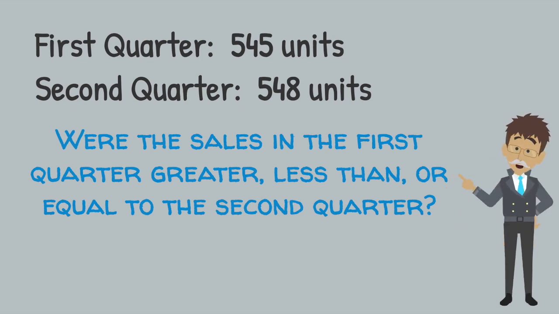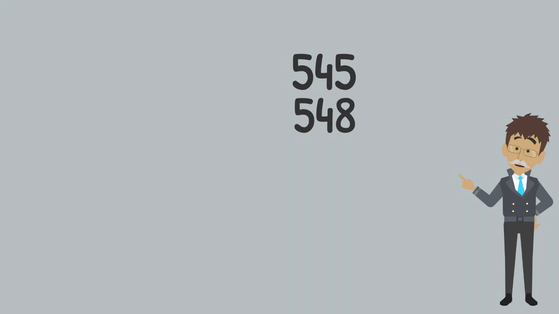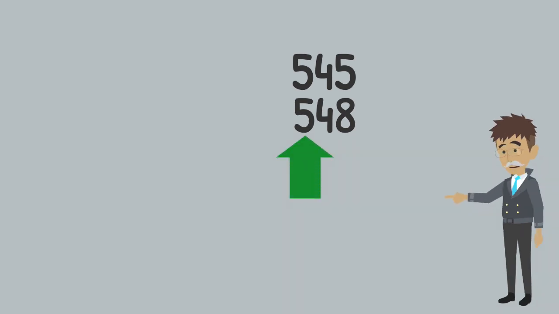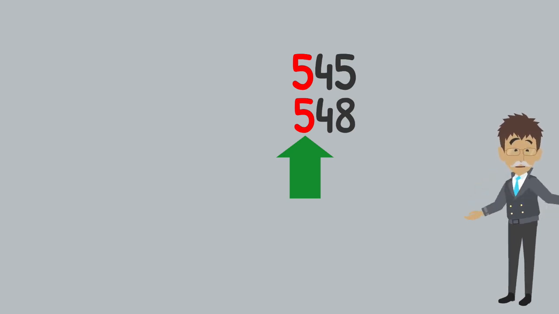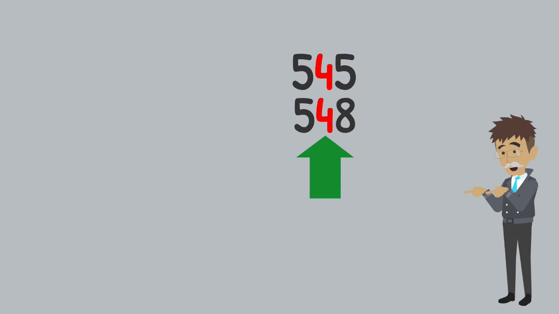Start by lining up the numbers 545 and 548. Then look for the greatest place value position. Next, start comparing. In the hundreds position, both numbers have a 5. They are the same, so we cannot tell which number is larger yet. Now we move to the tens position. Both numbers have the digit 4 in the tens position. These are also the same, so we move to the ones position.